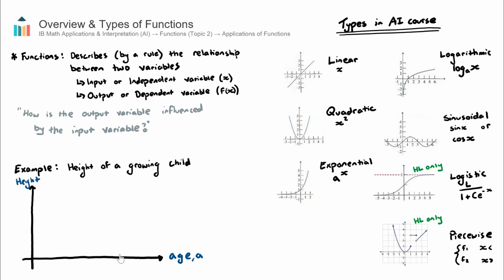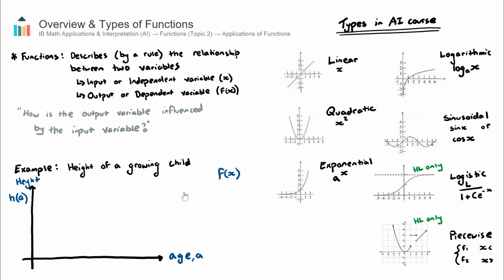Now I'm going to use function notation here, and the proper function notation looks like this. Usually you'll have seen f of x, but it doesn't have to be an f. We use f because f is the first letter of function. It doesn't have to be an f. In here, I interpret this as h of a, or the height for a given age, h of a.